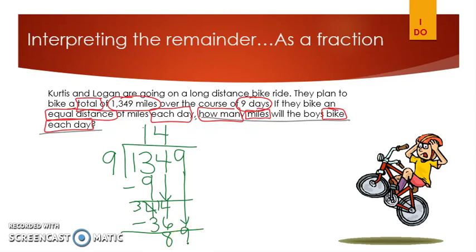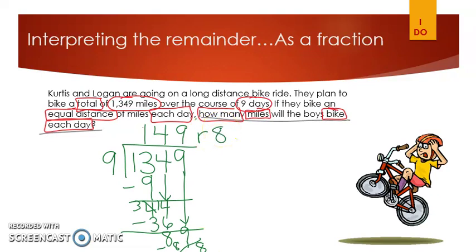And we need to bring down our 9. And 9 goes into 89 9 times. And we know that 9 times 9 is 81. And so 89 minus 81 is 8. So we have 149, remainder 8.